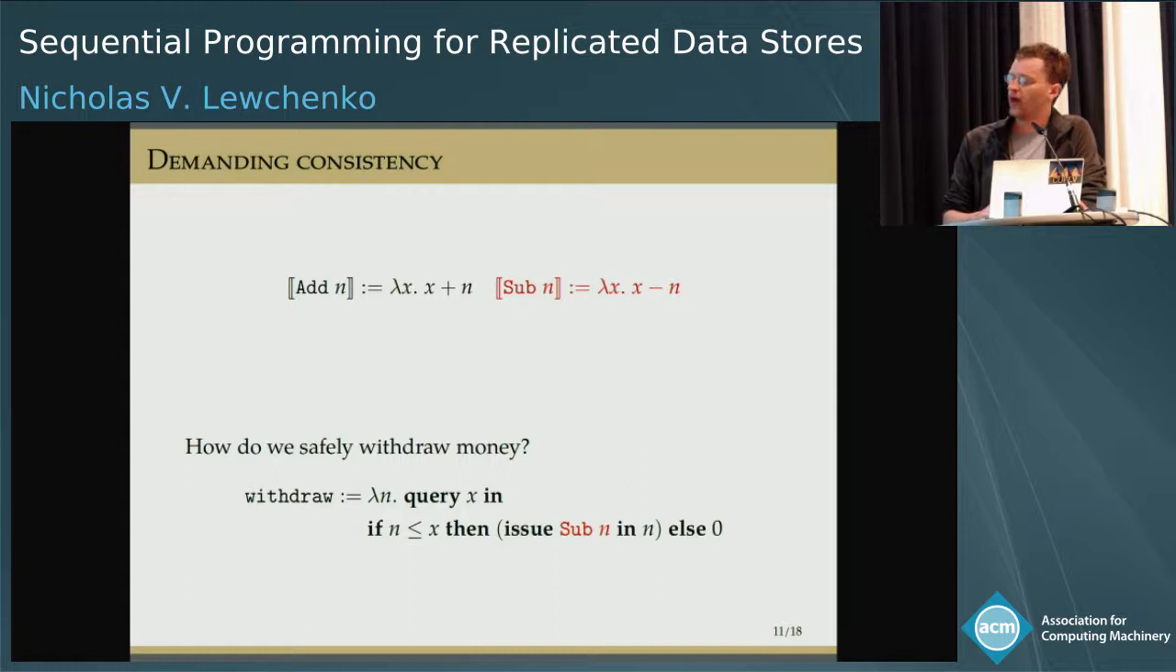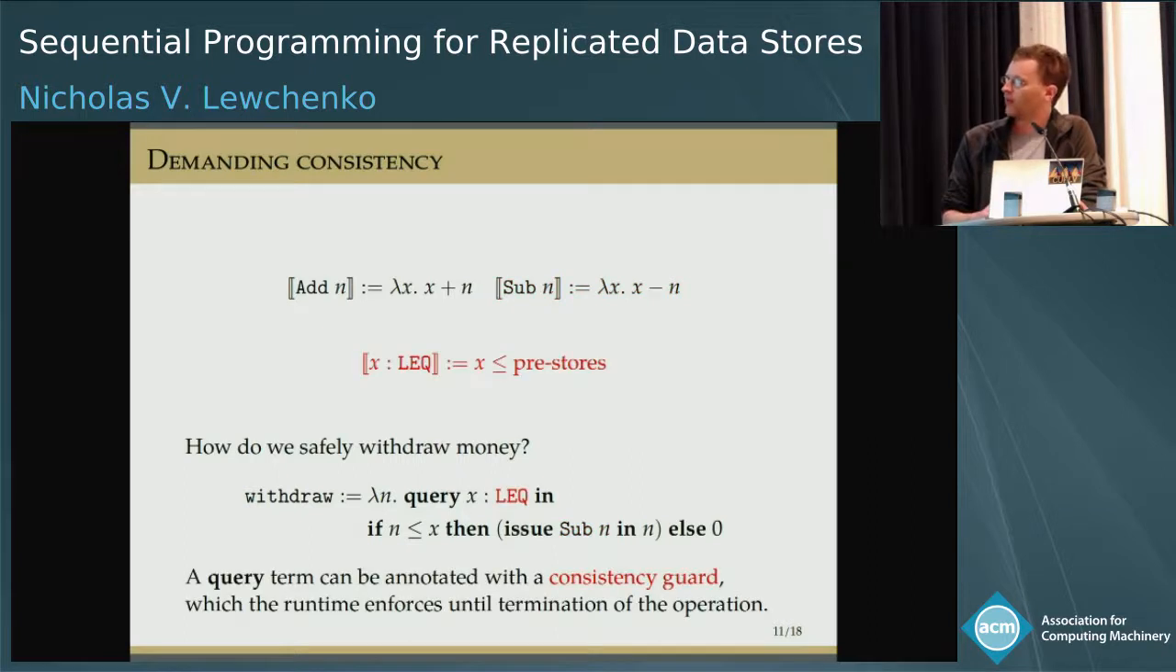So how we add consistency is by annotating the query with a consistency guard. In this particular case, it's this LEQ guard that's defined, again, by the underlying store type, which says that x is less than or equal to all of the pre-stores. So this fact is something that, as soon as a value is bound to x, is guaranteed to hold for that value by the runtime for the duration of this operation until it terminates. And so as a programmer, you can look at this and say, great, I know a fact about x that now I can reason about whether my use of x is safe in this.